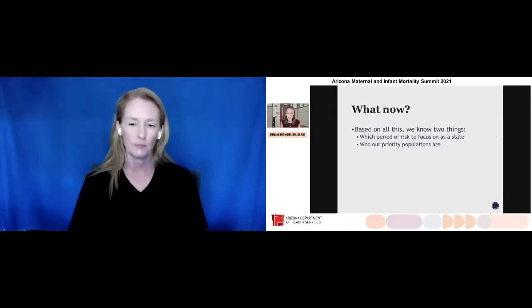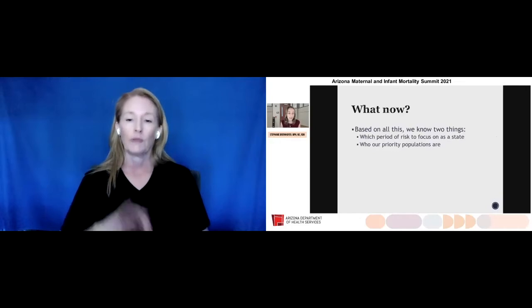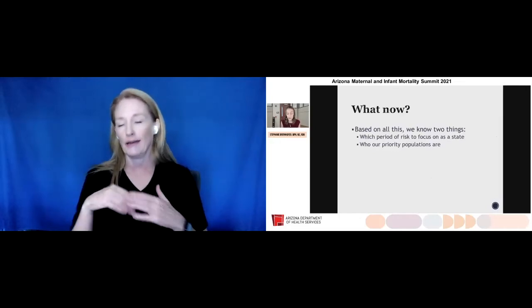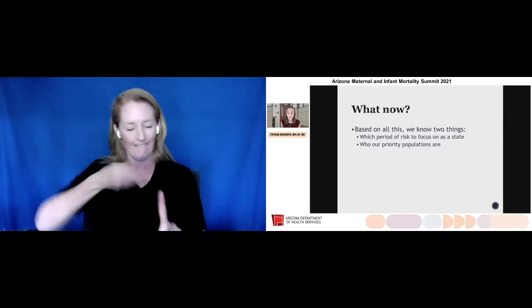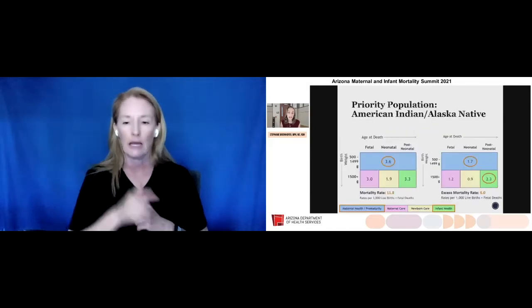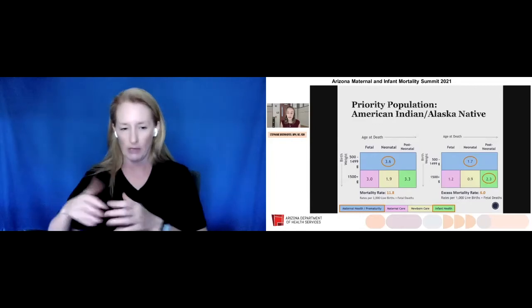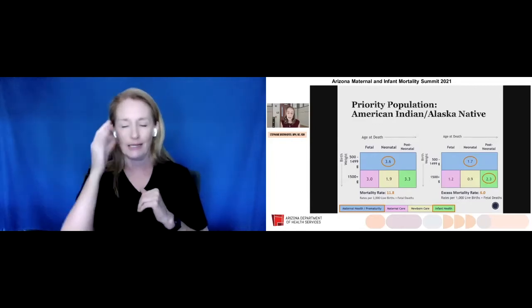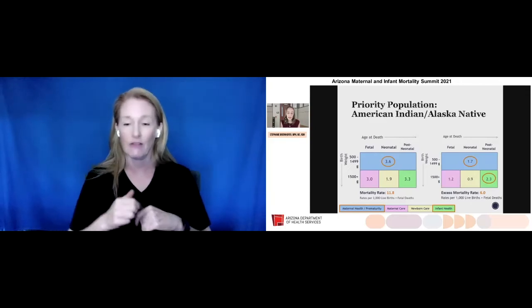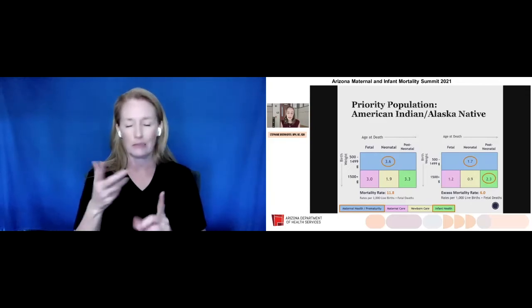So based on our excess death rates, we now know which periods of risk to focus on as a state and who our priority populations are. Our first priority population is American Indians and Alaska Natives. I didn't share this on the last slide as I didn't want to overwhelm you with a ton of data, but for our priority populations, I will share the mortality rates.